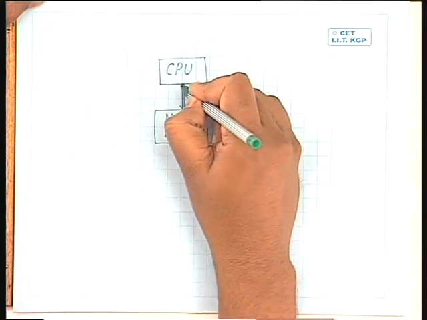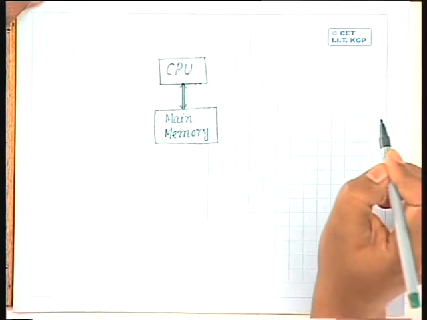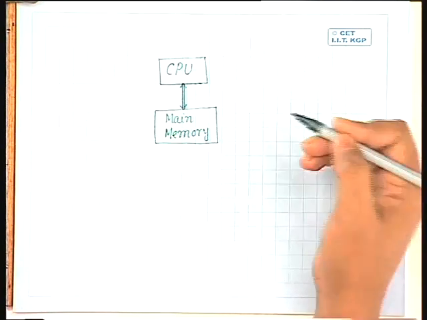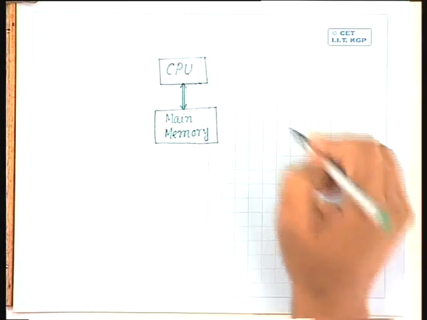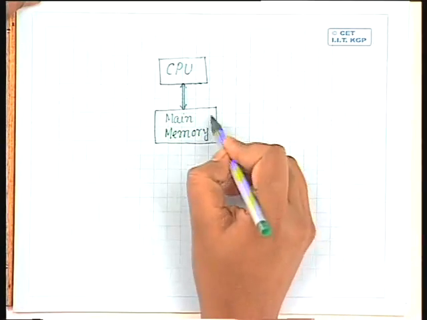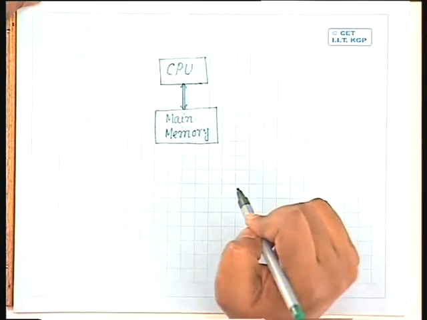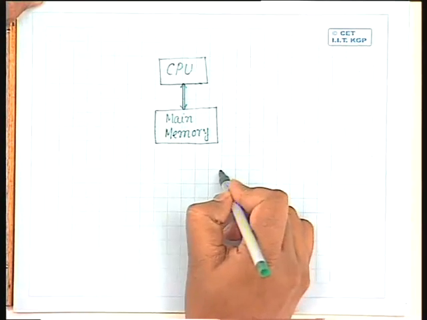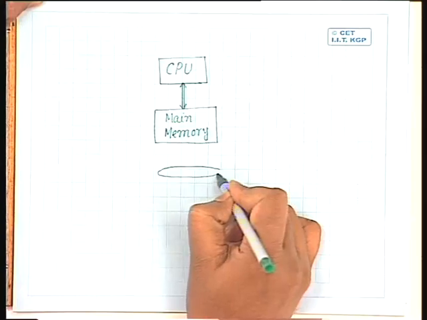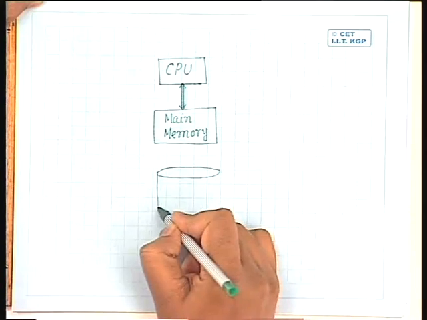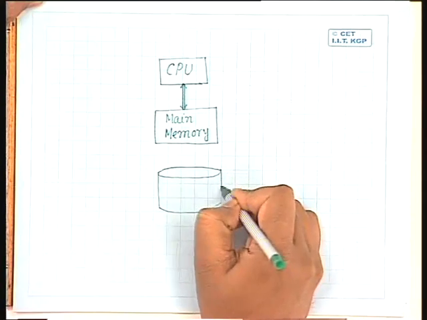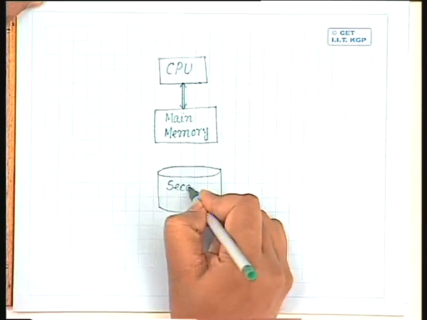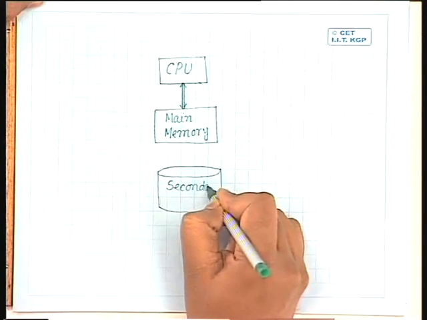That means whenever an instruction is to be accessed for execution, or data is to be read, or data is to be written, all the access the CPU makes is with the main memory. The CPU does not have any direct access to the disk. And at the next level in the hierarchy, we can put the disk or secondary storage.